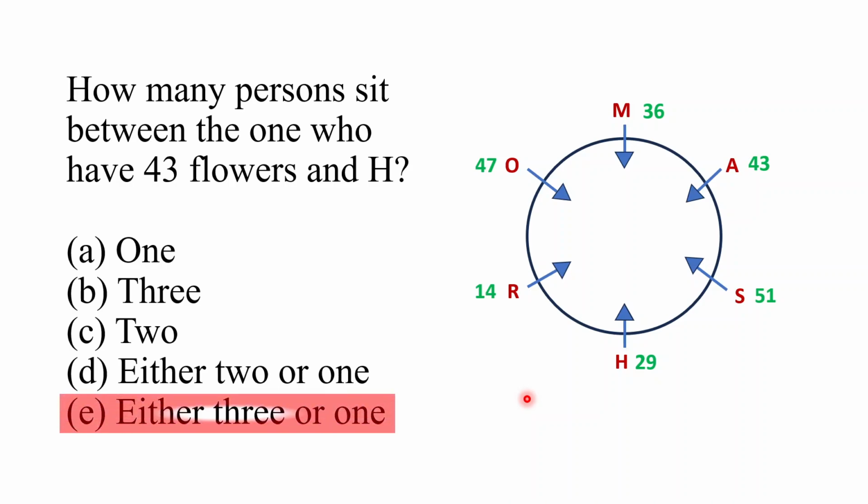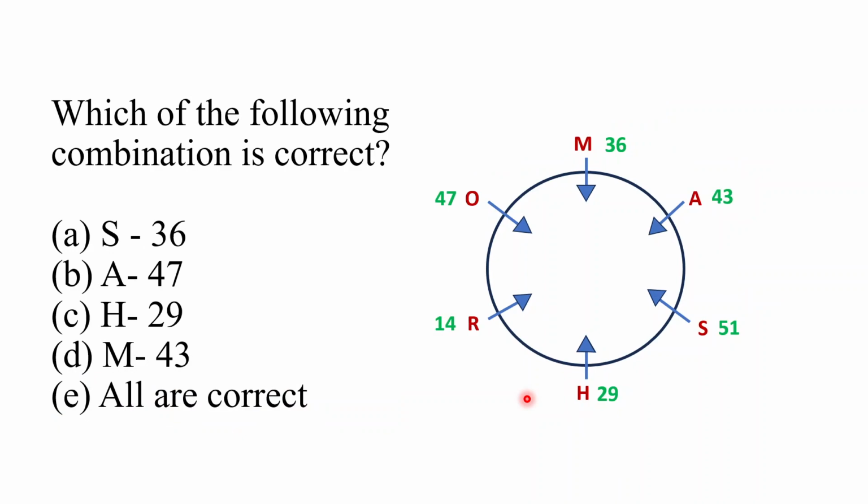Let's move on to the next question. Which of the following combinations is correct? S is having 51 flowers, A is having 43 flowers, H 29. See, H is having 29 flowers. So option number C is correct. Let's see the answer. We got the correct answer again.